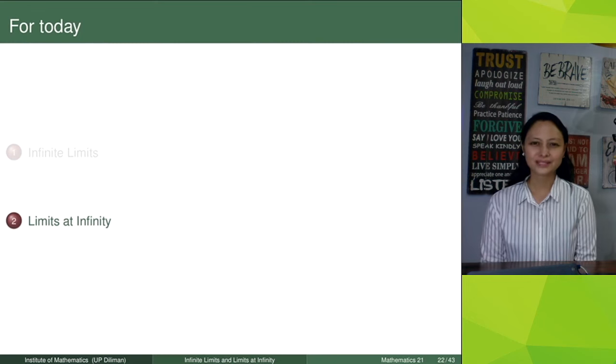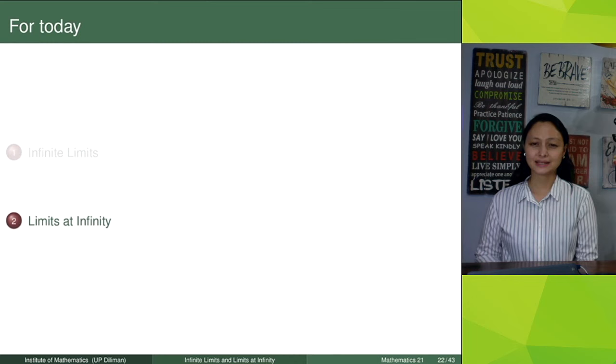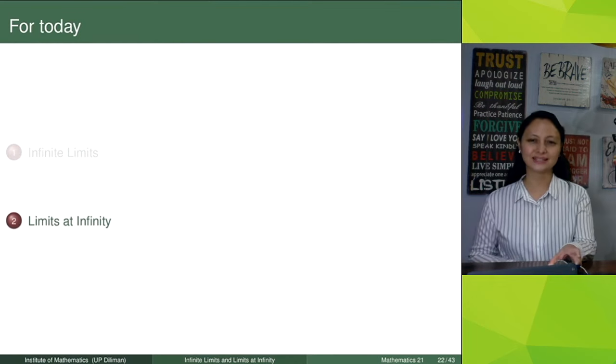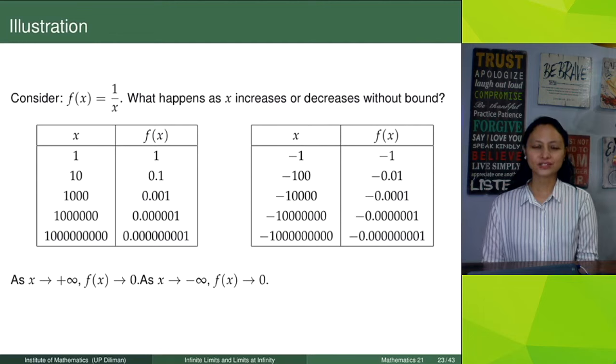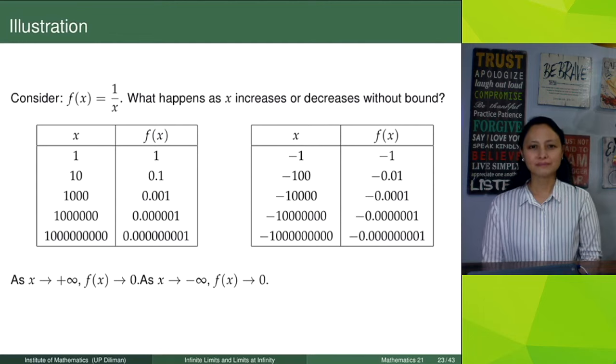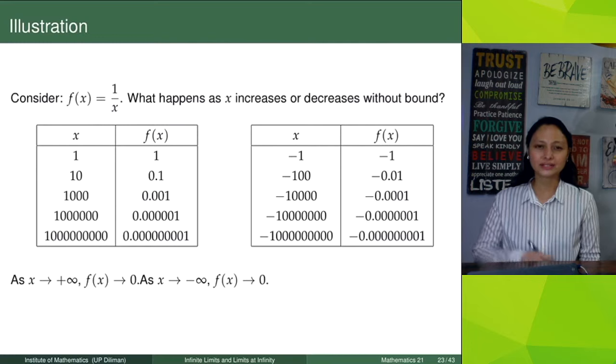Hello, welcome to the second part of our lecture on infinite limits and limits at infinity. So this time we'll be discussing limits at infinity. Now let's consider the function f of x equals 1 over x. What happens as x increases or decreases without bound? So this time, yung x naman ang mag-i-increase or decrease without bound.